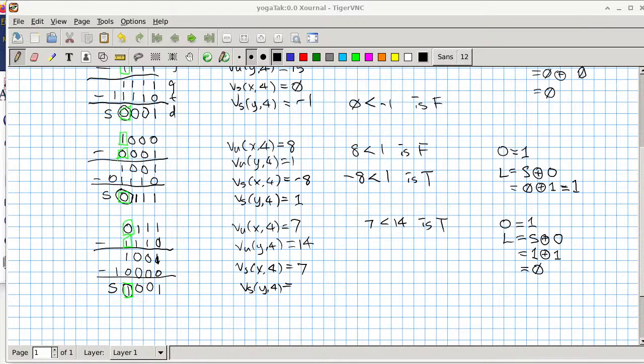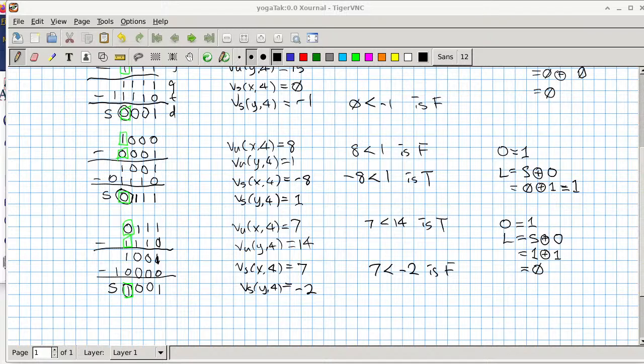Negative 2. Very good. So now we ask the question, 7 is less than negative 2 is false. So you can see how the L flag is also indicating everything correctly. But does it make sense? Does it make sense that we have an overflow here? Remember, this is representing 7. This is representing negative 2. 7 minus negative 2 is supposed to go even more positive, right? It's supposed to be 9.